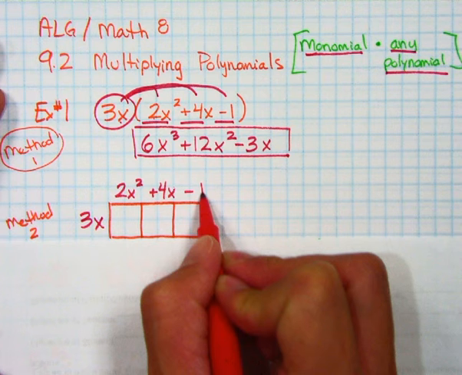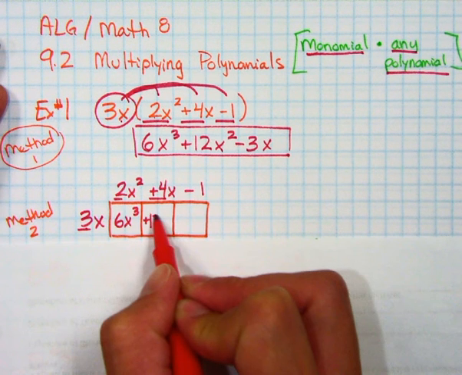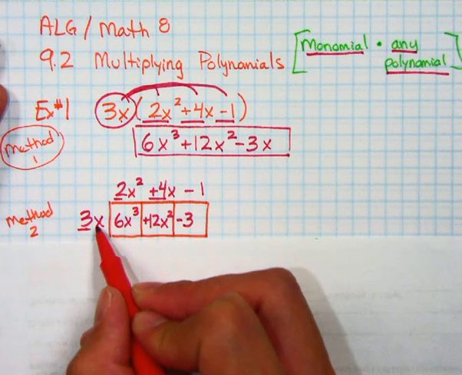So let's go one at a time. We go 3 times the 2, that's 6. X times x squared, x cubed. 3 times 4, it's positive 12. X times x, x squared. 3 times a negative 1, negative 3, and then I have my x. So you notice if I pull it out of this little rectangle, I'm going to have the same exact answer as I had before, and it's just slightly different how I got there.